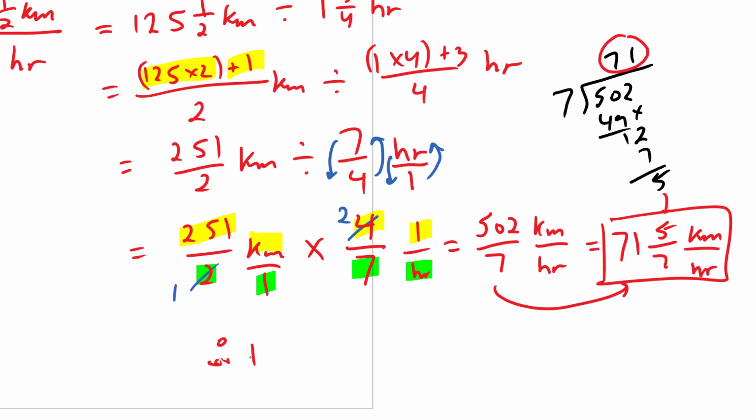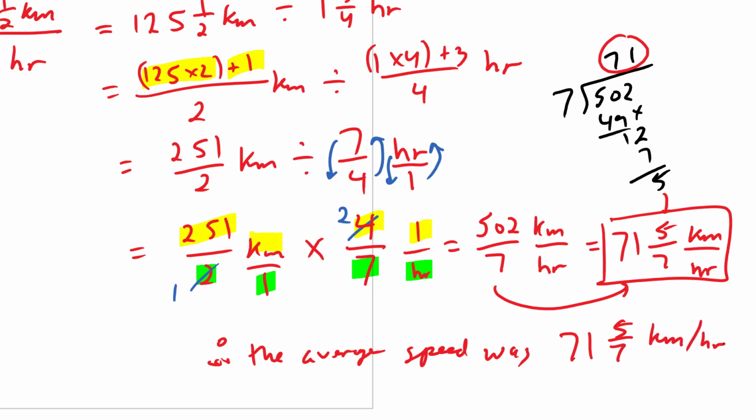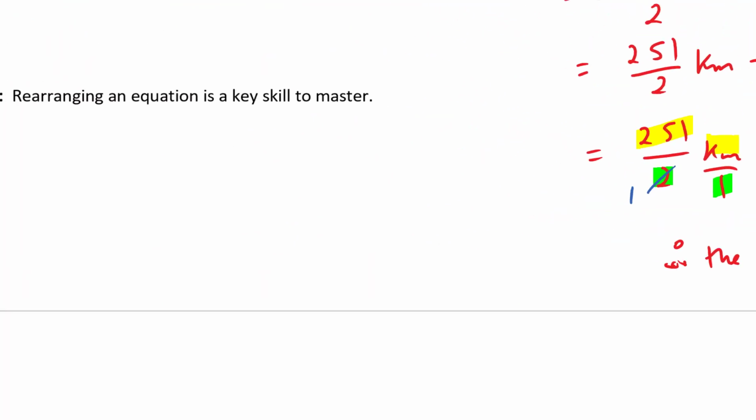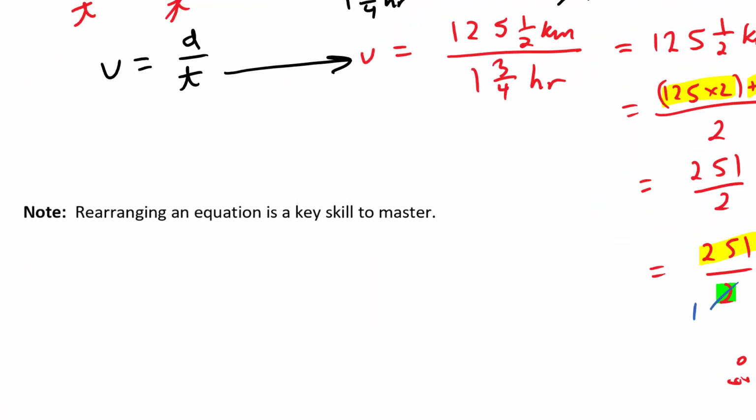Therefore, the average speed was 71 5/7 kilometers per hour. Remember, that's your speed. When you're driving in a vehicle, you look at the speedometer. What are the units? Here in Canada, it's kilometers per hour. I can't stress this enough. Rearranging the equation is a key skill to master. You need to know that. Make sure you spend some time studying that if you have difficulty with it.